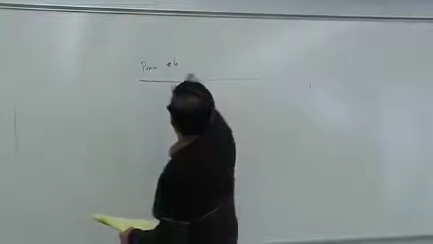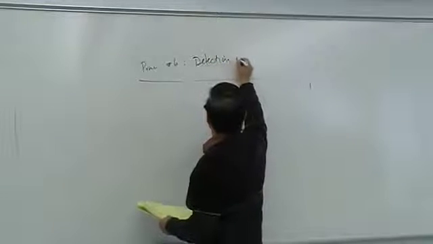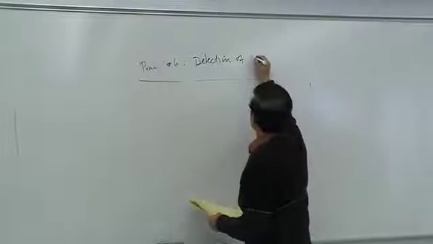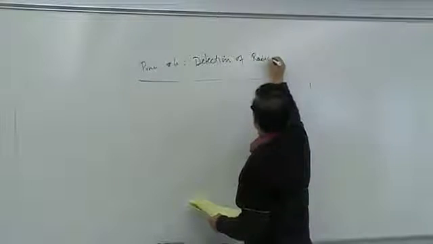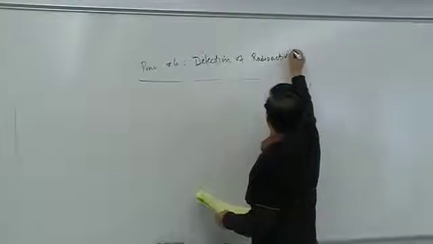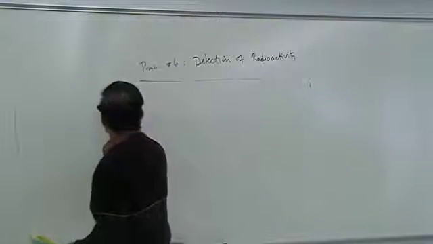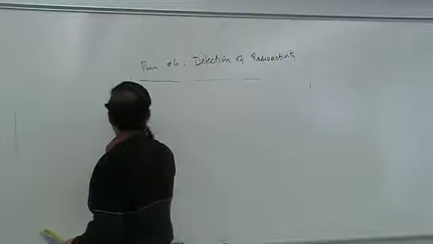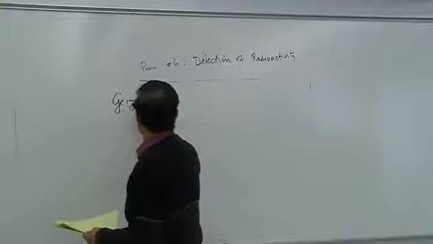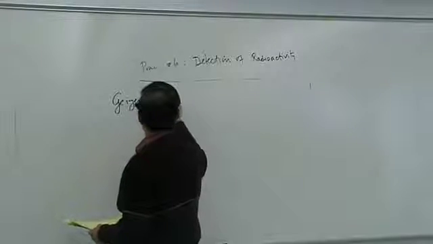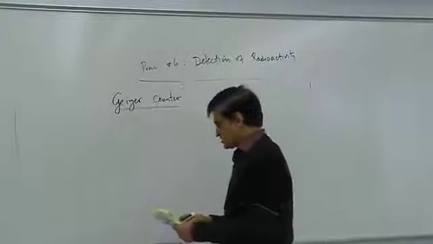Now, the detection of radioactivity. The most popular detection device is the Geiger-Müller counter. In your book, it says quite often this is a Geiger counter. Now this is how a Geiger counter works.